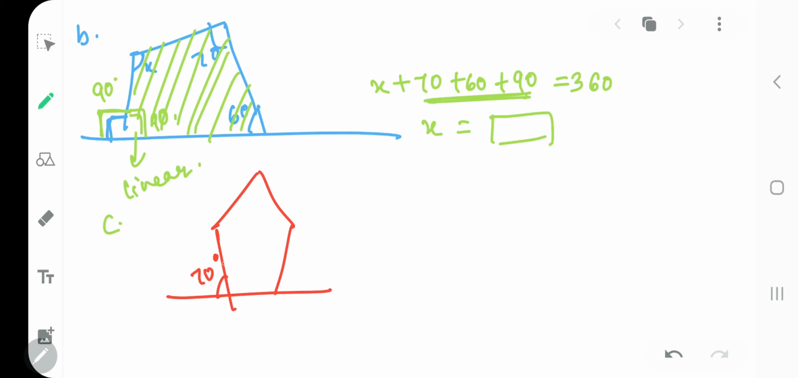Next we have a structure something like this. This is given as 70, this is given as 60, this is given as 30, and these both angles are x. My dear kids, if you notice, this is 1, 2, 3, 4, 5. This is a pentagon. Yes, my dear kids, are you getting my point? So if this is a pentagon, how will we find the angles, sorry.